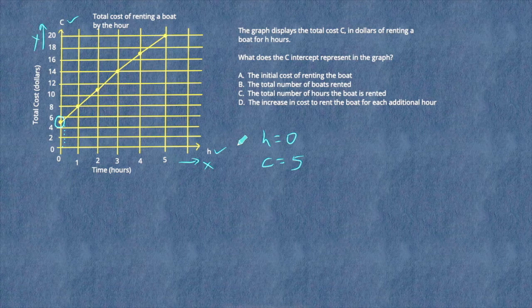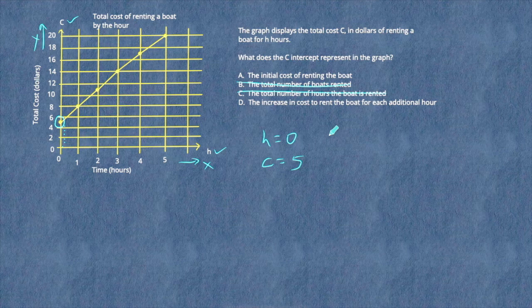Let's look at the answer choices. The initial cost. So it has to do something with the cost, right? Because that's what C equals 5. So we can easily eliminate B, the total number of boats rented, and C, the total number of hours. C-intercept should mean something related to cost or C. So that's why I eliminated B and C. Now let's look at these two remaining choices.